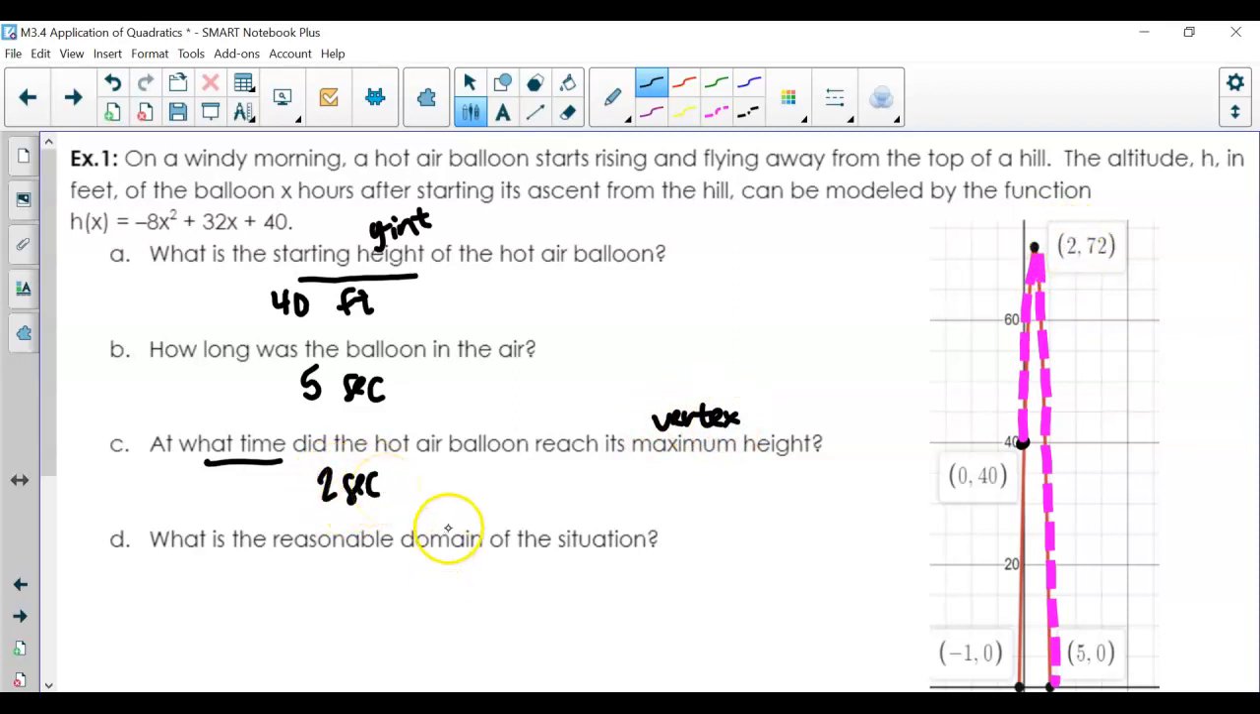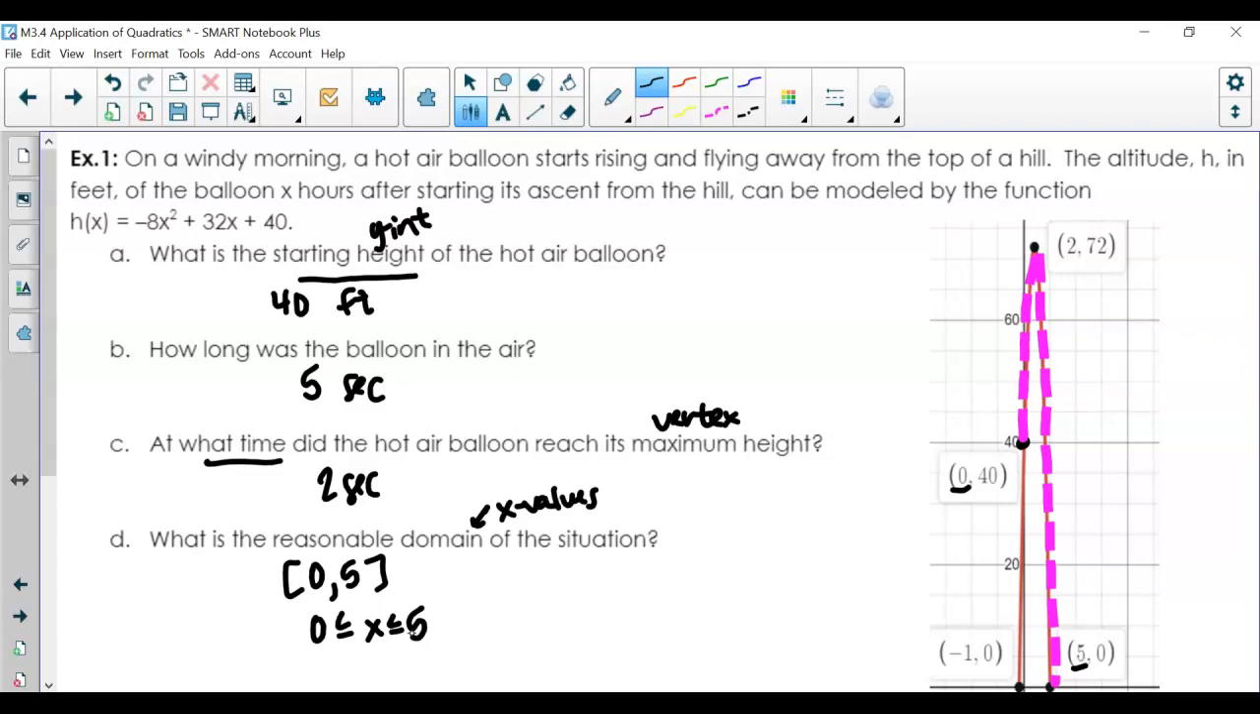And what is the reasonable domain? So again, remember, we're talking about x values, but reasonable, because this is relating to a hot air balloon. So if this is our time, can you ever travel in negative time? No. So that's why we're starting at 0, our x values of 0 to 5. So 0 to 5, or our x values are between 0 and 5.